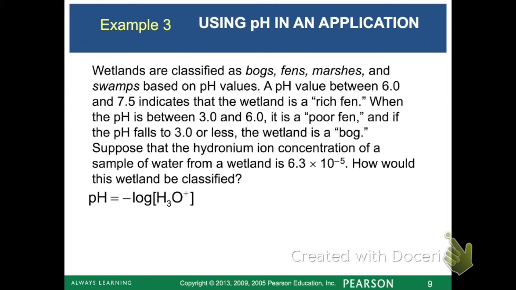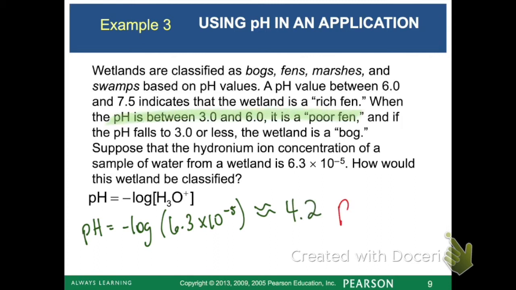So we're going to take 6.3 times 10 to the negative 5, plug it into this equation, and then we're going to decide with the pH level that we get which category this wetland falls into. So we'll start by plugging in 6.3 times 10 to the negative 5. And then we'll type this in our calculator, and we get approximately 4.2. Since the pH is between 3 and 6, it's going to be a poor fen.